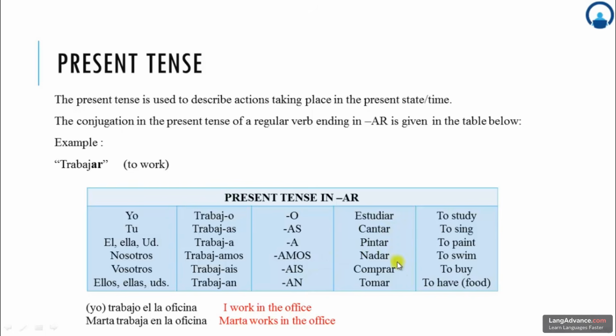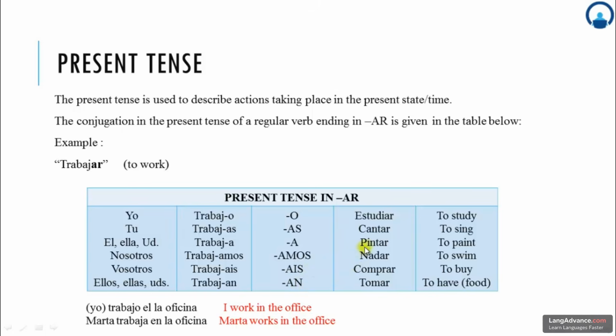Similarly, I'll repeat the conjugation of these AR verbs. You have to practice it by listening, by speaking, and by writing it in your notebook. Cantar. I'll conjugate the verb cantar, remove the AR, and put these endings. The first is canto, cantas, canta, cantamos, cantáis, and cantan. Again, canto, cantas, canta, cantamos, cantáis, and cantan.